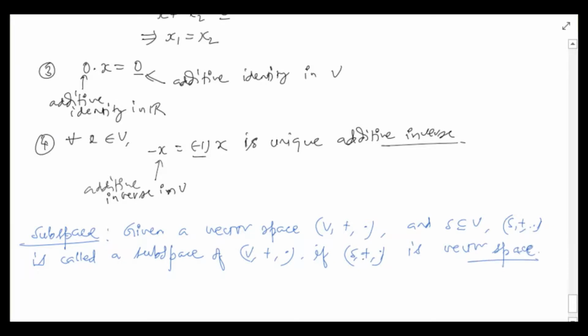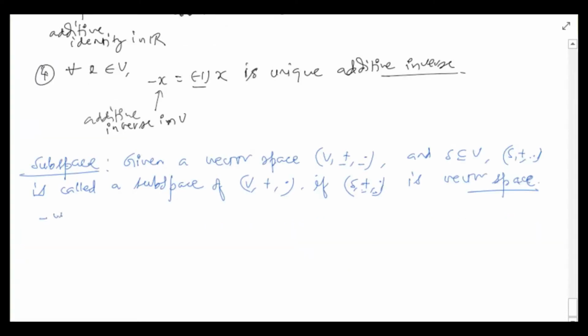Here, notice that the addition and multiplication are the same as the addition and multiplication in the definition of the vector space V plus dot. Right? So, we often simply say that S is a subspace, because we know that the addition and multiplication here would be the same as those in the context of the original vector space.